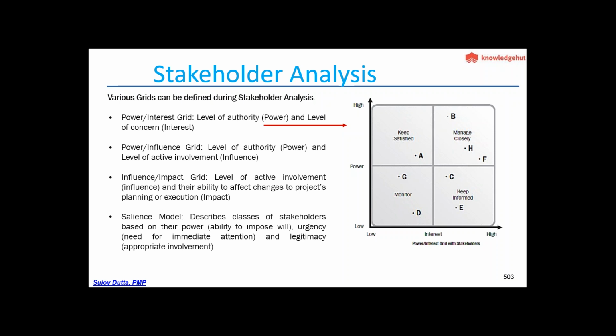These basically describe the level of active involvement, influence, and their ability to affect changes to project planning or execution. And the salience model describes the classes of stakeholders based upon their power, that is the ability to impose will, urgency, the need for immediate attention, and legitimacy, the appropriate involvement. The one most commonly used is the power interest grid, in which the level of authority, that is the power, and the level of concern, the interest, are plotted.